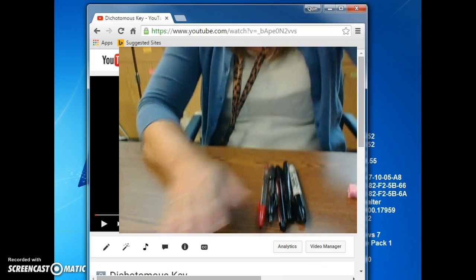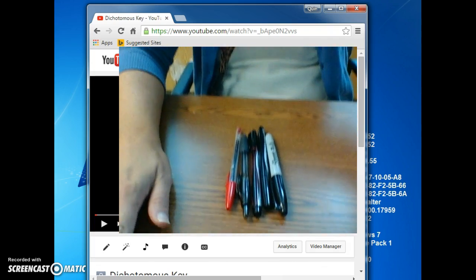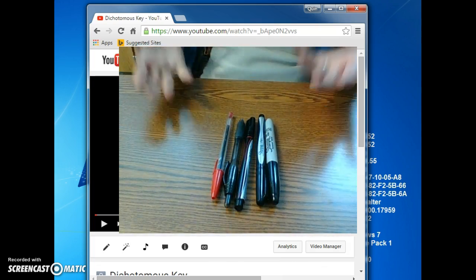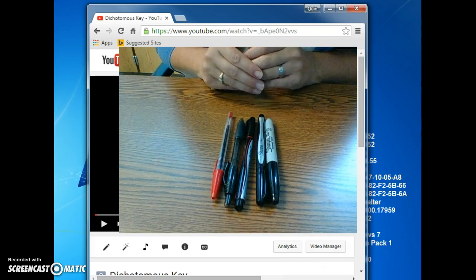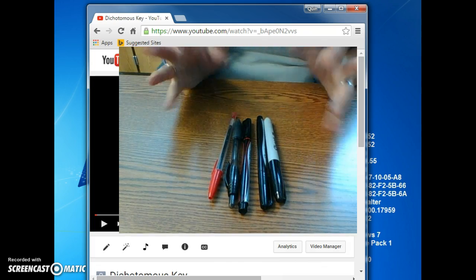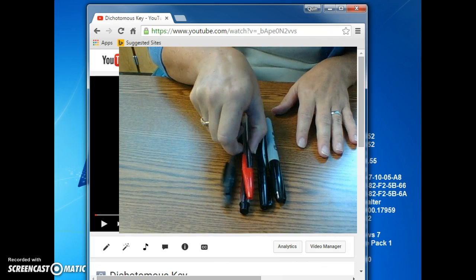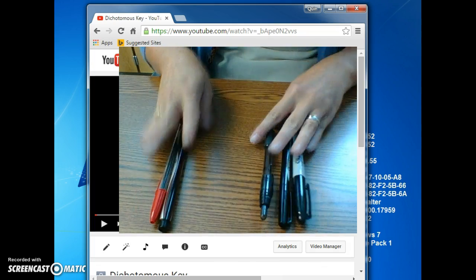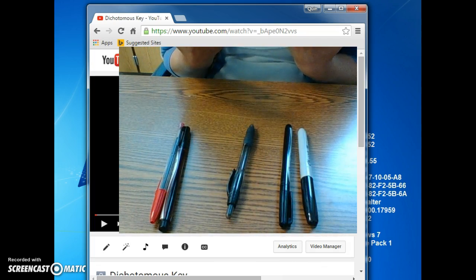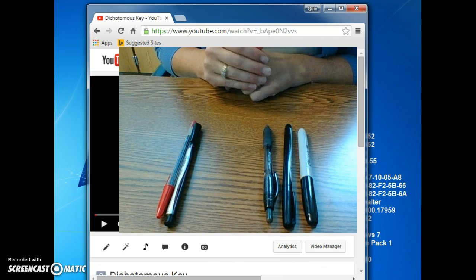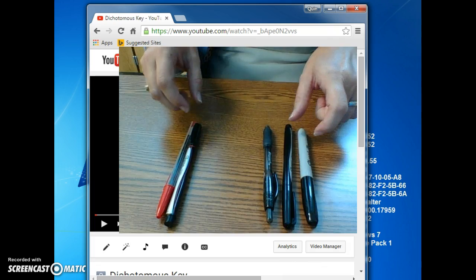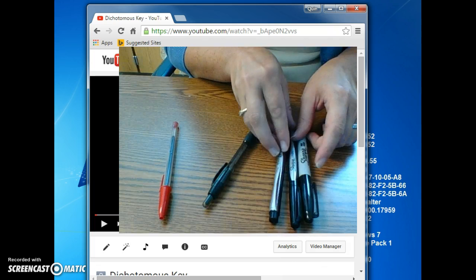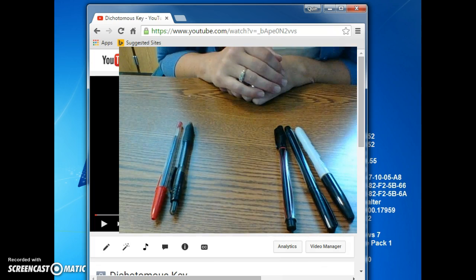So I've got these pens on my desk, and there are several ways that I could split these up. So one characteristic that I could use to divide these is whether or not they have red ink. So these 2 have red ink over here, and these have black ink. So that is one way that I can divide them, is ink color. Okay. Another way I can divide them is whether they are a Sharpie or not.